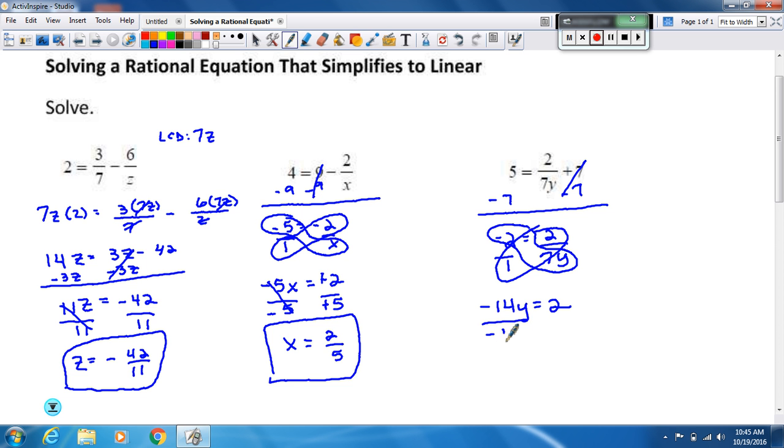Divide both sides by negative 14. Multiplication and division cancel. Y equals, move the negative out front. 2 over 14, they're both even numbers, so we can cut them in half. So half of 2 is 1, and half of 14 is 7. So y equals negative 1 over 7.